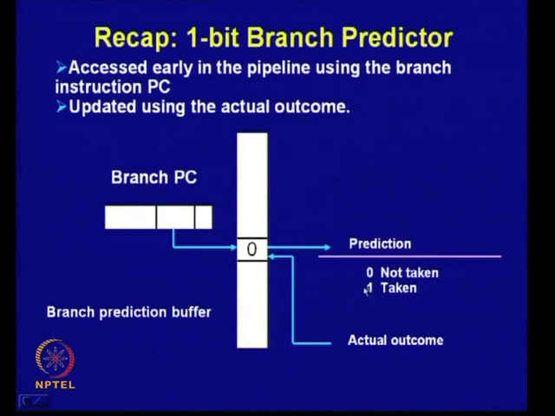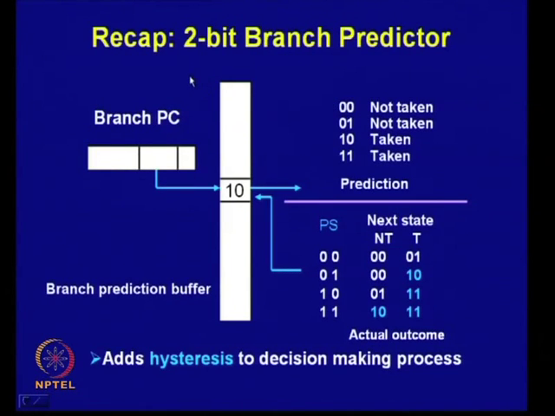So, if it is 0, then it is not taken. If it is 1, then it is taken. If the prediction turns out to be wrong, then the actual outcome is written into this buffer. So, this is how the 1-bit predictor works, and we have seen the 1-bit predictor does not give you very good performance.